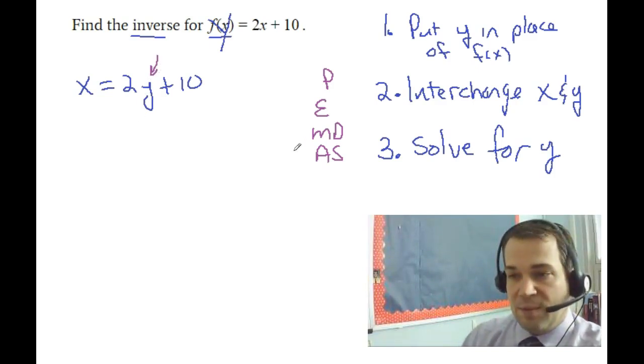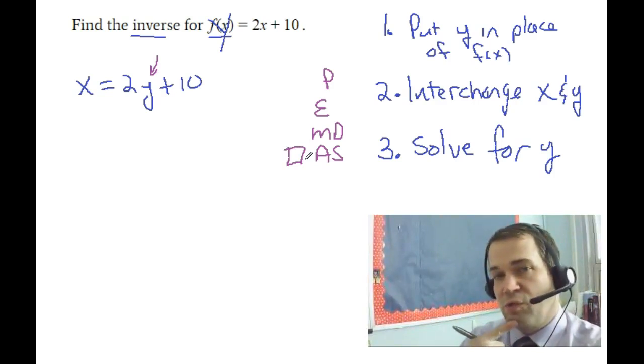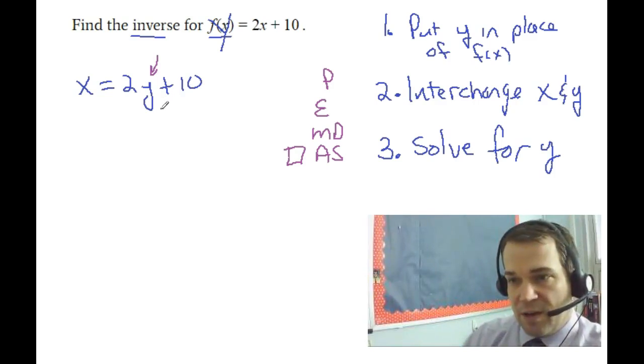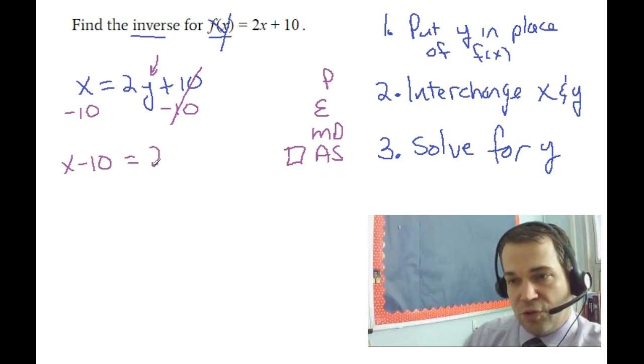So I'm looking at this, and I'm starting down here at the bottom, and I'm saying, is there anything that needs to be added or subtracted to get that y by itself? I can see a plus 10 here, so I'll start by subtracting 10 to cancel these off. On the left side, these are not like terms, so we have x minus 10 equals 2 times y. I took care of that.